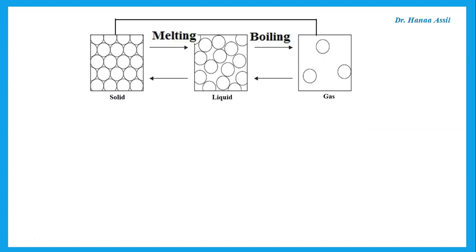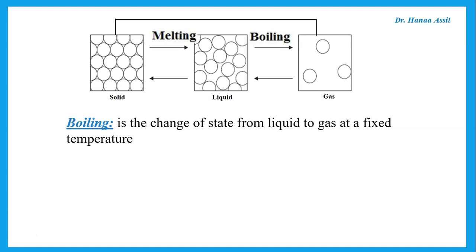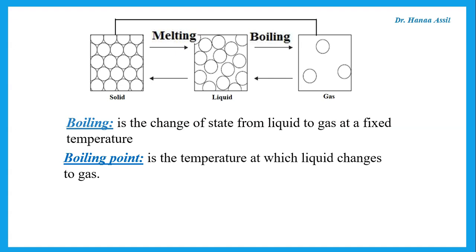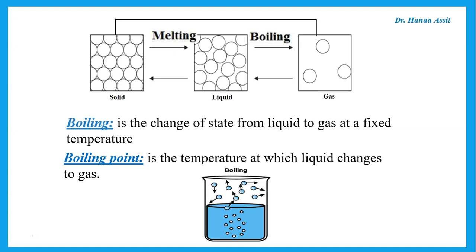If we're talking about from liquid to gas, that's boiling. So boiling is the change of state from liquid to gas. But you should remember that we have two things that are change of state from liquid to gas: boiling and evaporation. So distinguish between them. Boiling is the change of state from liquid to gas at a fixed temperature. The temperature at which that happens is called the boiling point or the boiling temperature. So this is the temperature, not the point. It's the temperature at which liquid changes to gas.